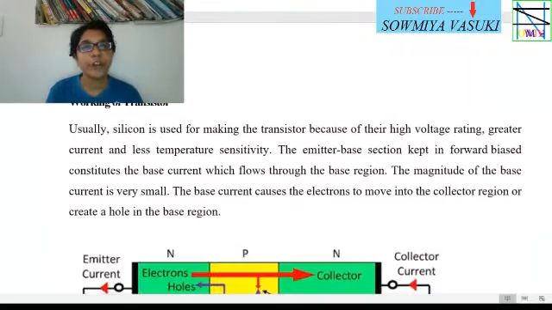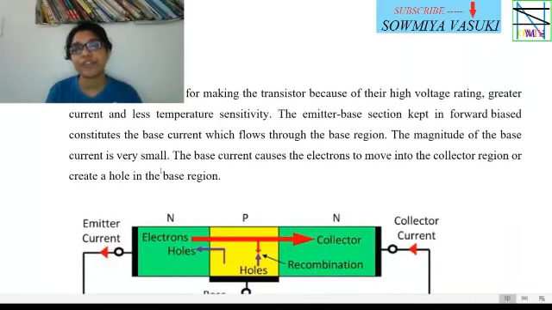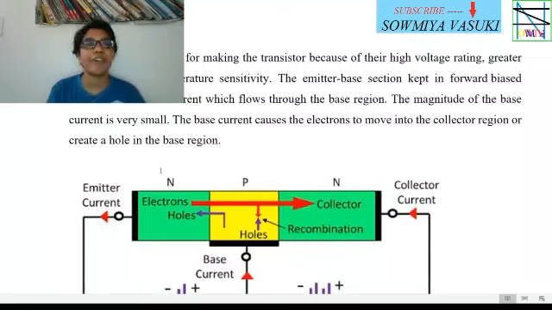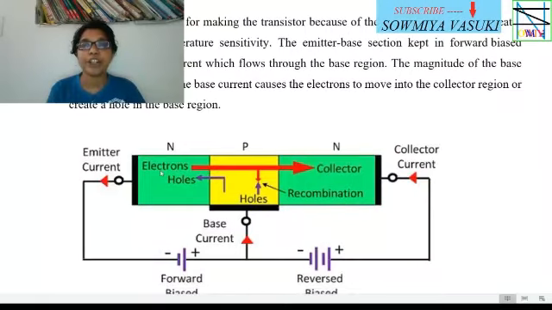Working of a transistor. Usually silicon is used for making the transistor because of its high voltage rating, greater current and less temperature sensitivity. The emitter base section kept in forward bias constitutes the base current which flows through the base region. The magnitude of the base current is very small. The base current causes the electrons to move into the collector region, creating holes in the base region. This is the emitter current, this is the collector current, this is reverse bias, forward bias, and the base current. Here holes are created, so electrons are moved to the collector.